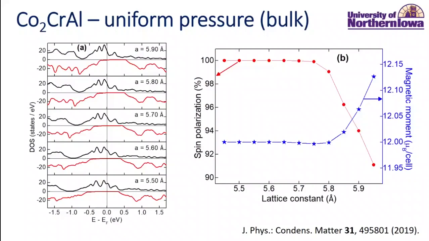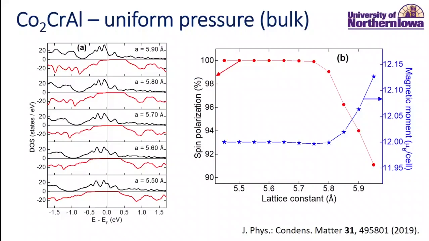Here in red circles we plot spin polarization, so we can clearly see that it is 100% up to a certain lattice constant, and we also plotted the total magnetic moment. The total magnetic moment is an integer, again another indication of half metallicity, up to a certain lattice constant, and this interval includes the ground state lattice constant, which is 5.70 something.